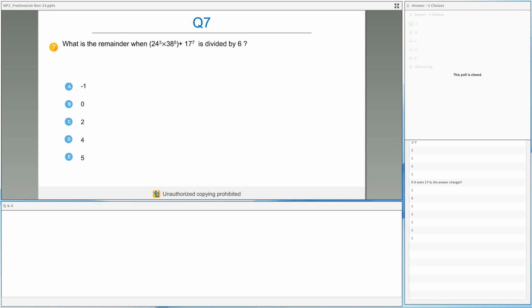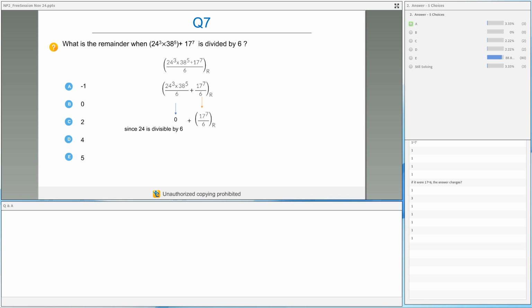About 88% of you think the answer should be E, which is definitely the correct answer. Let me very quickly discuss this because most of you have got it correct. In this case, everything remains the same. Even in this case, 24 to the power 3 into 38 to the power 5 divided by 6 will give you a remainder 0. Why? Because 24 is divisible by 6. So the remainder is 0. 0 into anything will give you 0.